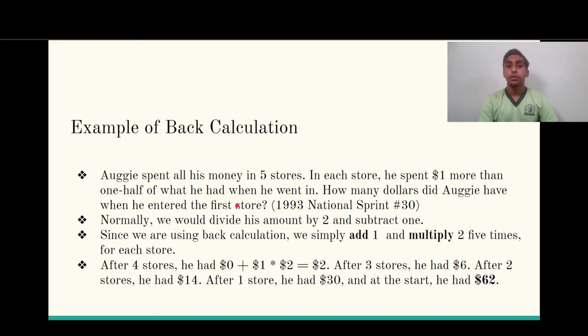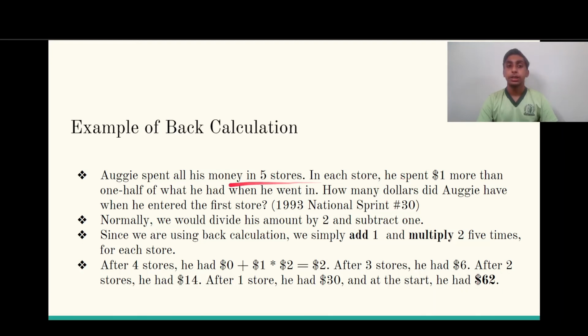So they're giving us the final result, but we want to know what he had when he first entered the first store. So for this one, forward calculation won't really work. We have to use back calculation because we're going to go back and try to find the initial money that he had when he first entered the store. So that's why we're going to be using back calculation. And this is from the 1993 National Sprint of MathCounts. So normally we would divide his amount by 2 and subtract 1. That's how we get the final answer, right?